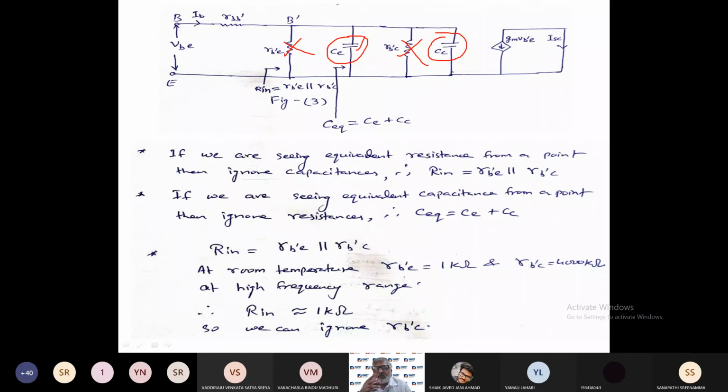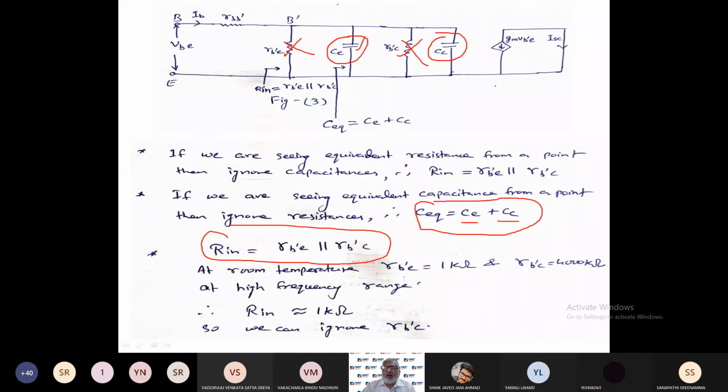So only these two capacitors are in parallel. For parallel capacitors, if you want to calculate the equivalent capacitor, you have to add those. So simply, the equivalent capacitance will be CE plus CC. And if you see Rin, then Rin is RB'E parallel with RB'C.